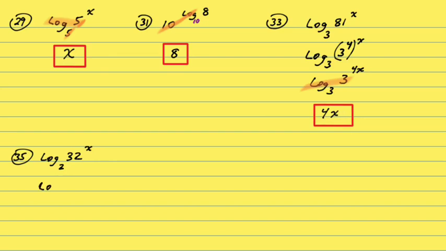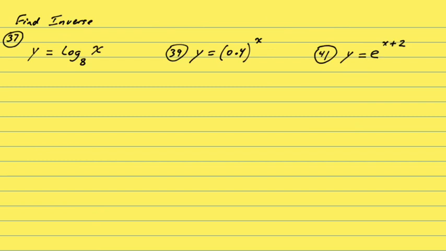35 is similar. I need to make it into log base 2 of 2. 32 is 2 to the 5th. A power raised to a power means you multiply exponents. Log base 2 of 2 are inverse functions. They eliminate each other. And the result here would be 5x. Okay, that was inverse functions.